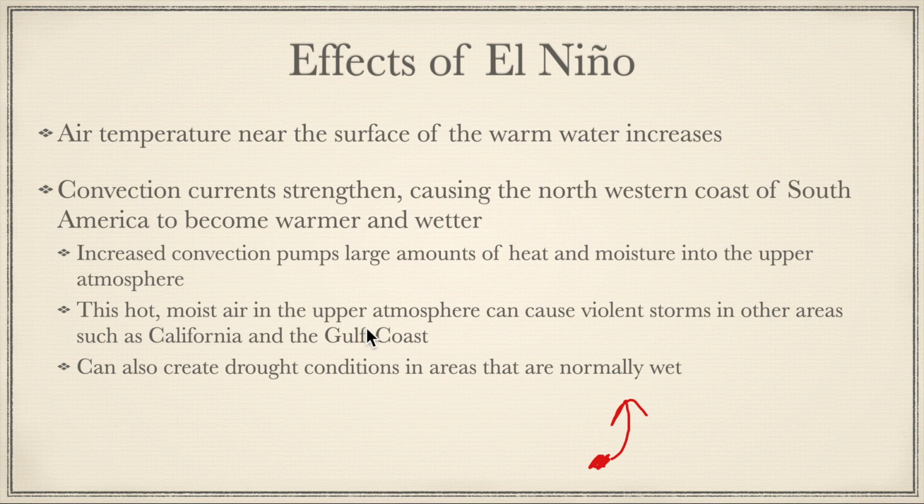And then this hot, moist air in the upper atmosphere can cause violent storms in other areas such as California or the Gulf Coast. So we basically have this warmer water that creates a lot of warm, damp air, which then ends up in the upper atmosphere, causing these violent storms. This could also cause drought conditions in other areas that are normally wet. So this is really just changing our weather patterns, completely flipping them in certain areas.